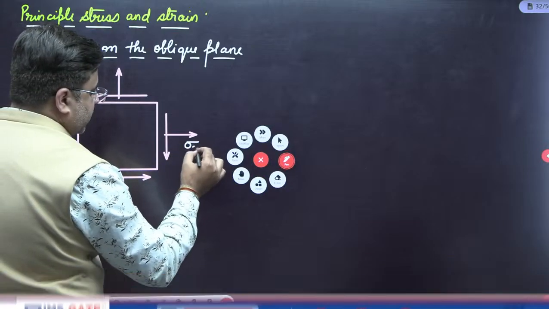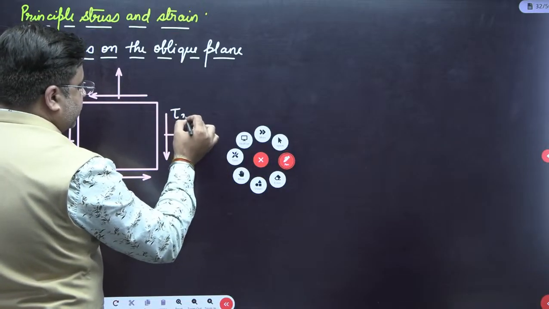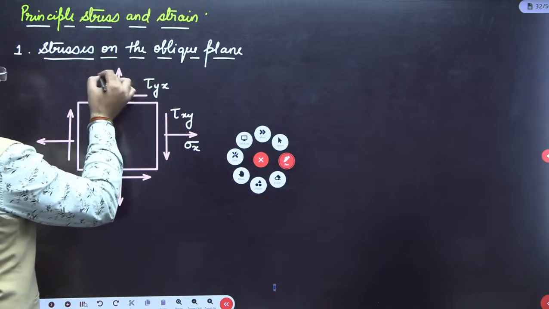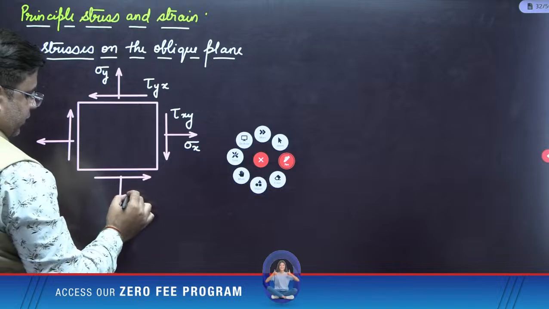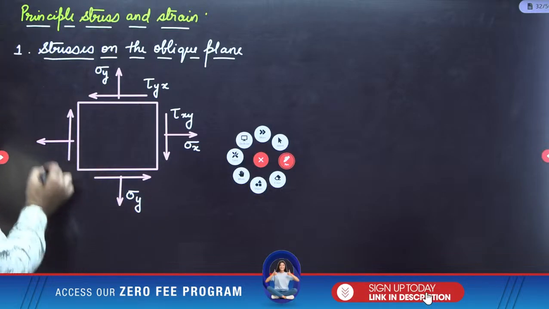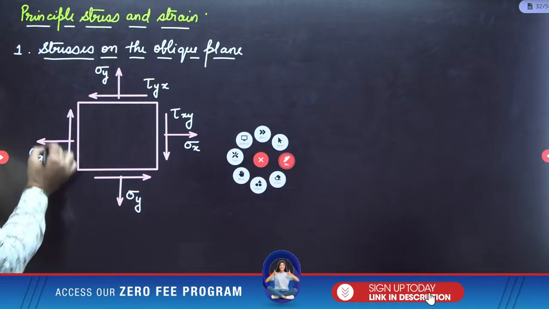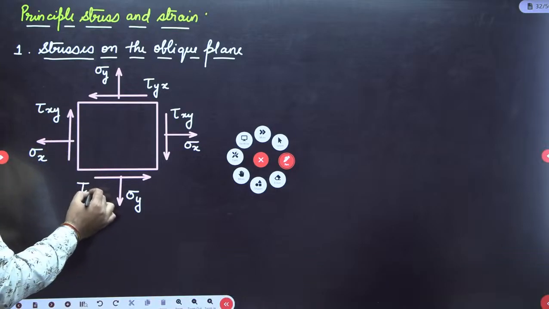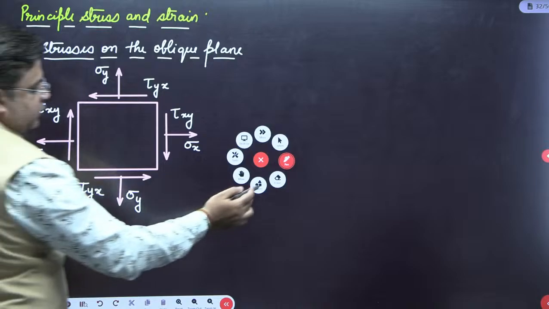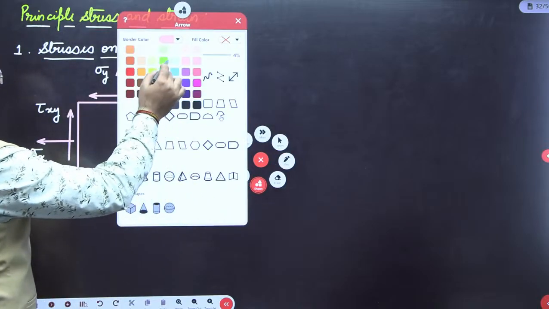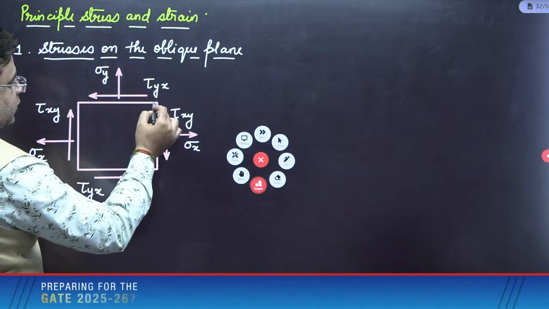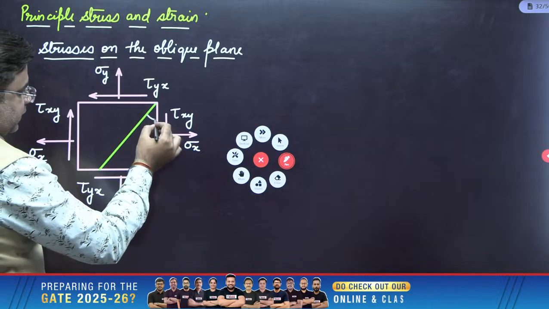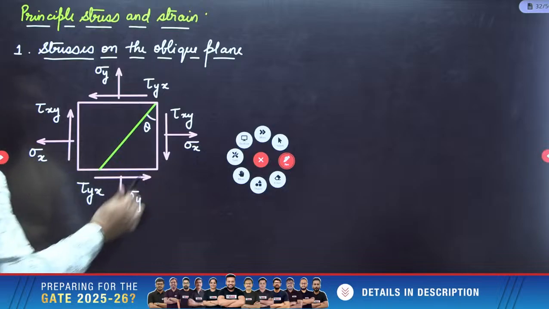So this is sigma x, this is tau xy, this is tau yx, this is sigma y, this is also sigma y, this is sigma x, this is tau xy, this is tau yx, right? So for this complex state of stress, you need to find out the value of normal and shear stress on this oblique plane. And this oblique plane is inclined at an angle of theta from this reference plane.